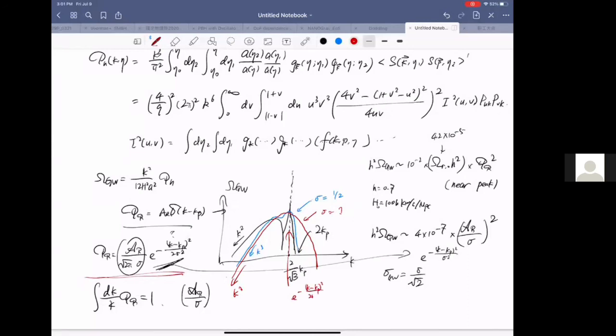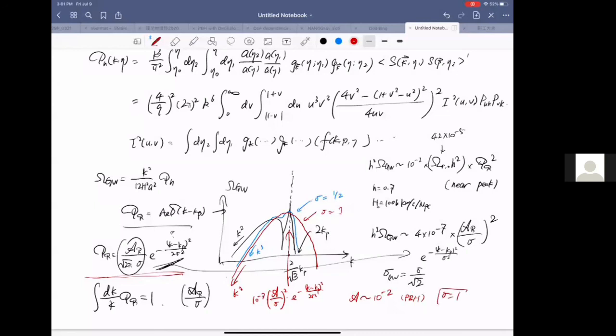And with the amplitude, 10 to minus 7 times A over sigma squared. As I said, for instance, A equals 2 times 10 to minus 2 corresponds to the requirement of primordial black hole formation. And we suppose that for a typical model, sigma is 1. That is quite typical in the inflation models.